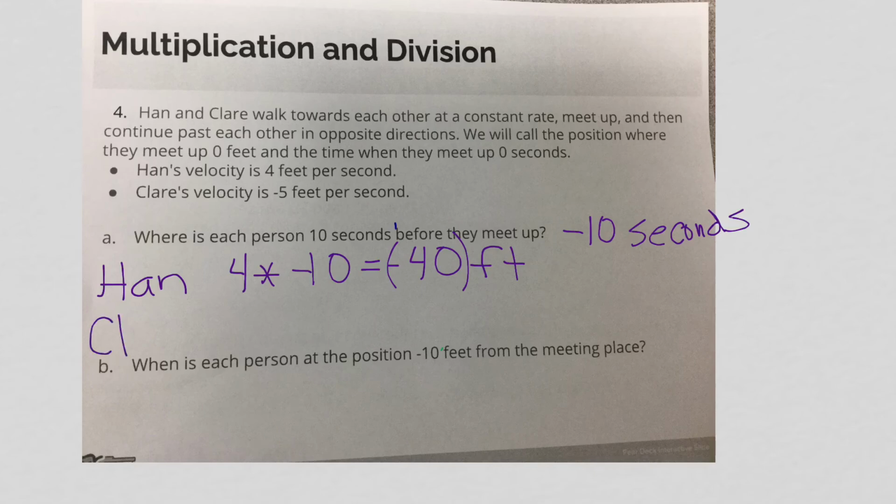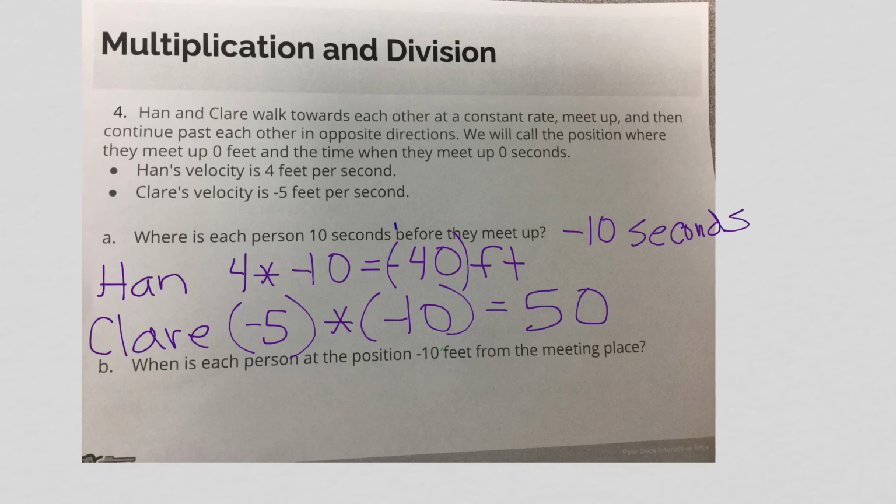Claire was going -5 feet per second, and so at -10 seconds, she was at -5 times -10. So we multiplied by -1, and then we multiplied by -1 again. So we're going to end up with a positive number. -5 times -10 is positive 50. So 50 feet is where she was 10 seconds before they met.